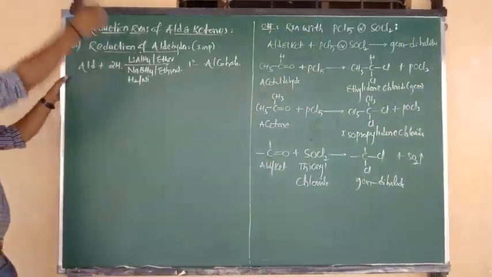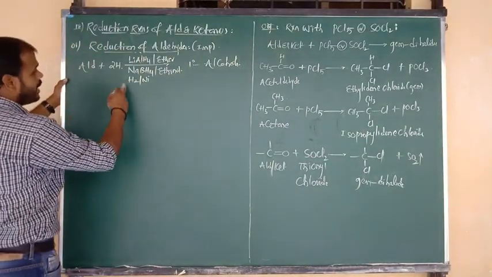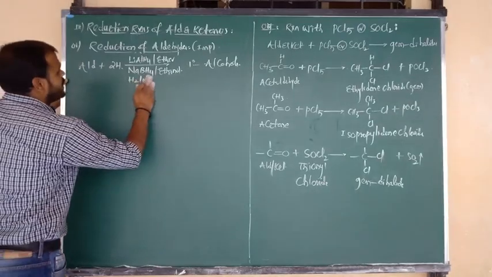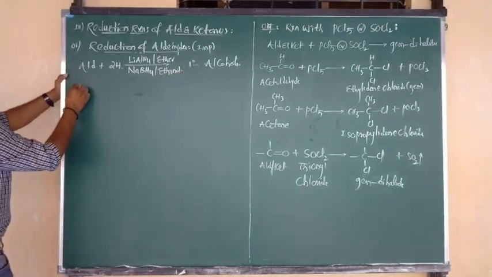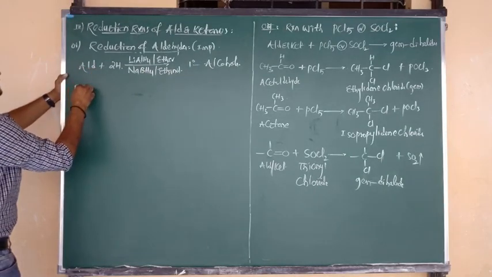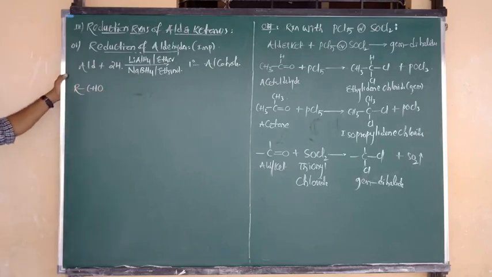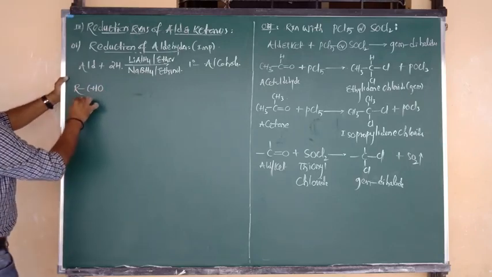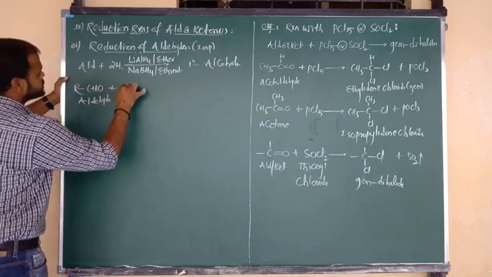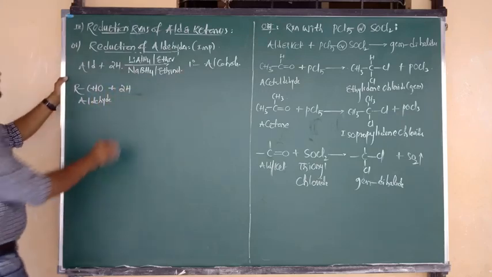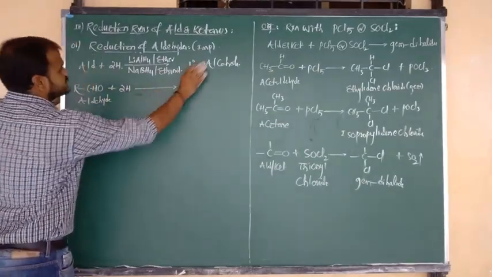Now I am going to show the reaction. Catalytic hydrogenation we can take, addition of H2 in the presence of nickel, platinum, palladium. First I am going to show you the general reaction. What is the general formula of aldehydes? RCHO, R bonded to CHO. Upon reduction, meaning addition of hydrogen, how many hydrogens are we adding? Two hydrogens.